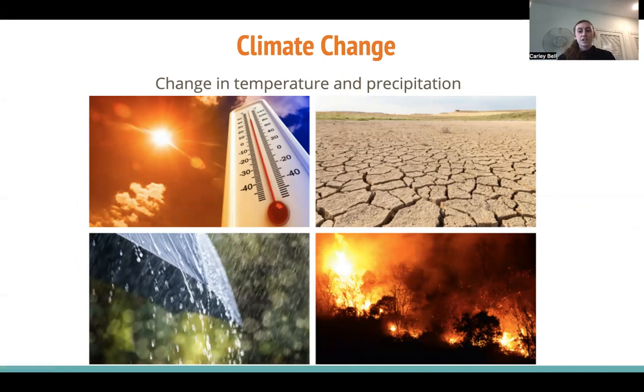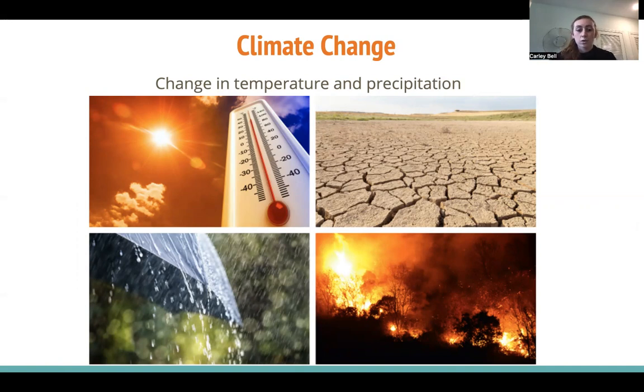So what climate change is, is just a change in the average conditions of temperature and precipitation in a region over a period of time. Climate change can look like many different things. Just in this picture alone, we have 4 different scenarios, all caused by climate change. So the first is an increase in temperature.